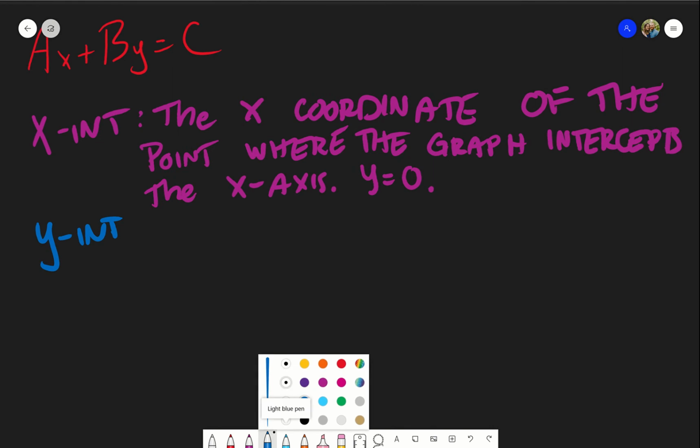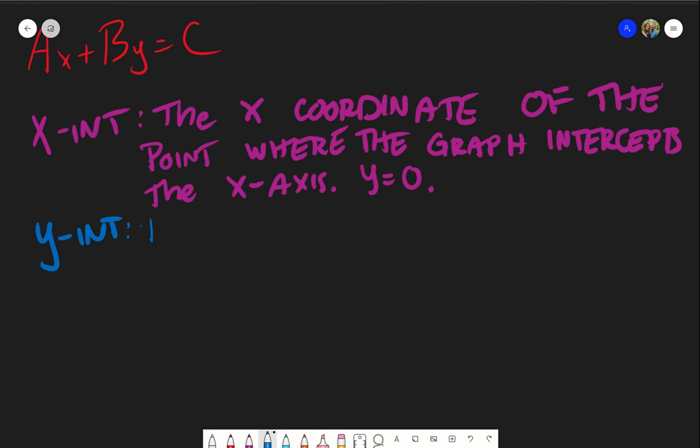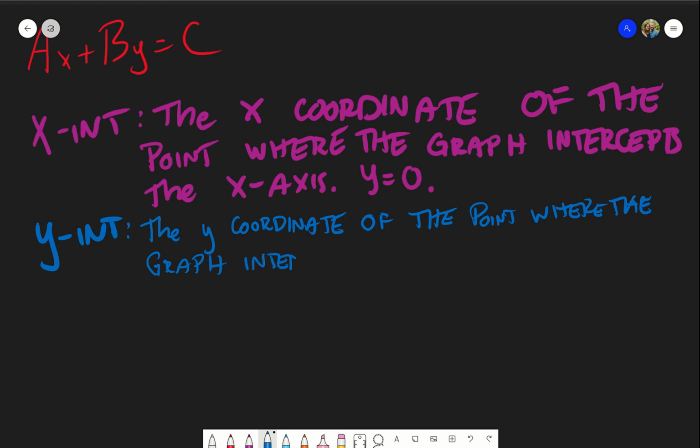Very similar to this, the y-intercept is the y-coordinate of the point where the graph intercepts the y-axis, and here x equals 0.